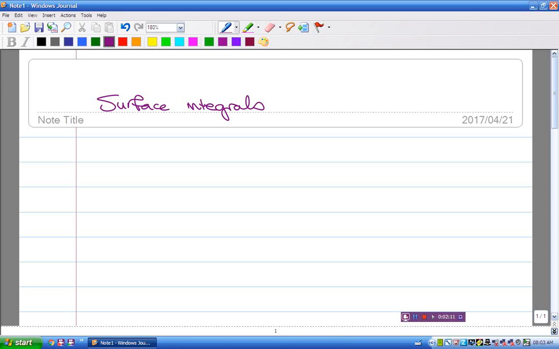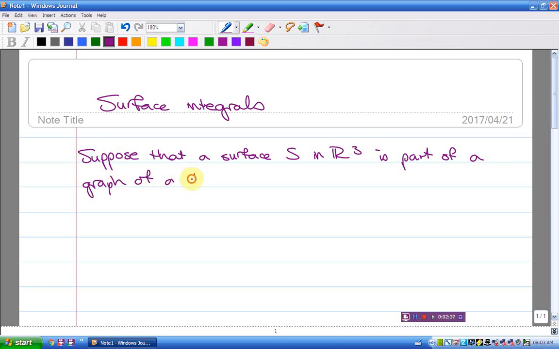Okay, so first of all, I'm going to derive the conversion factor, the expression for the factor that we're going to have to use when we do that projection. All right, so a little bit of writing. Suppose that a surface S in R3 is part of a graph, in other words, part of a surface of a function z equals f of xy. So z equals f of xy describes a paraboloid, a sphere, a plane, whatever. And we're going to take a piece of that, and we're going to call that piece S.